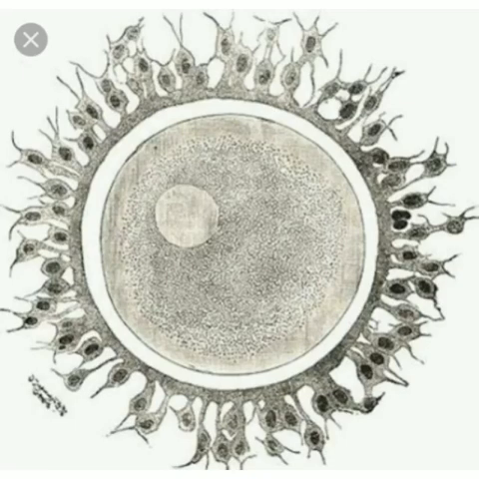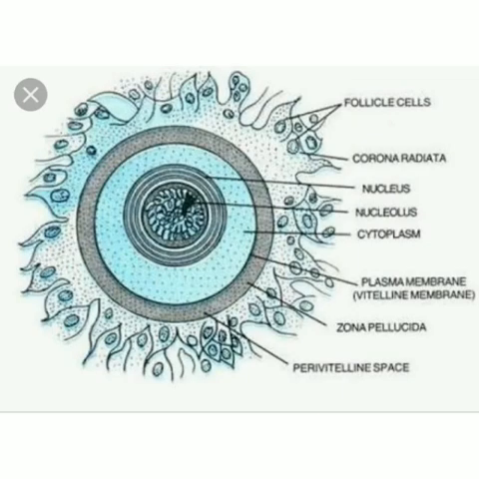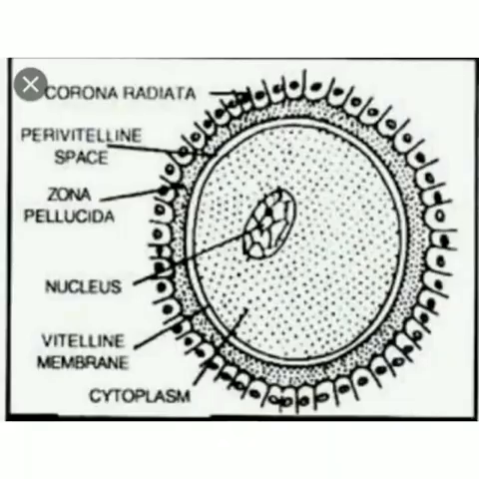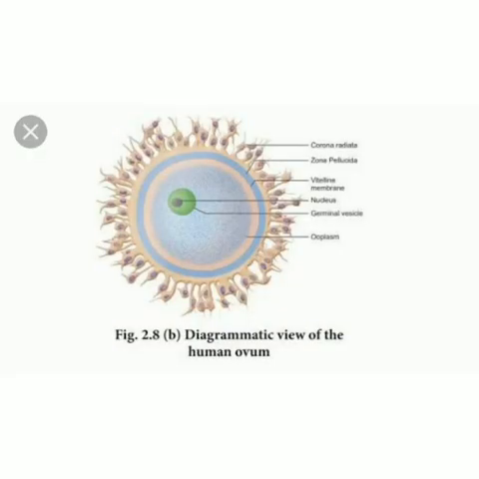The ovum is surrounded by thick coverings, namely an inner thin transparent vitelline membrane, middle thick zona pellucida, and outer thick coat of follicular cells called corona radiata. Between vitelline membrane and zona pellucida is a narrow perivitelline space.